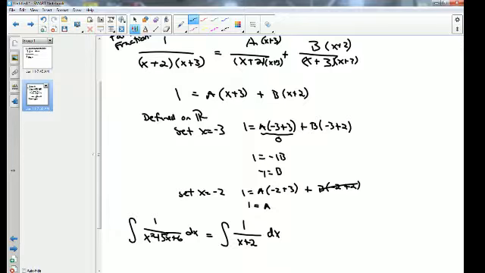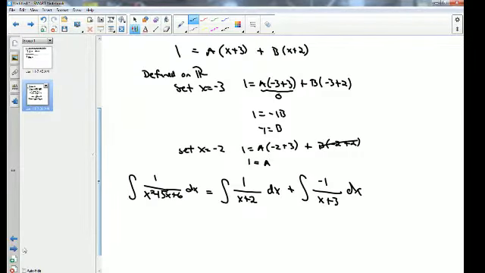And then plus the integral of b over x plus 3. Those you can handle, right? Okay. Equivalent statements right there. You've just broken down something we cannot integrate into partial fractions, but we can. And then you just do natural log of x plus 2. Natural log absolute value x plus 2. That's going to be negative.